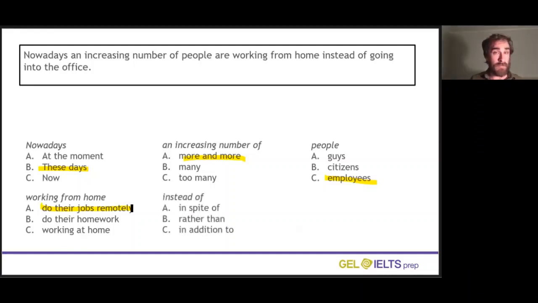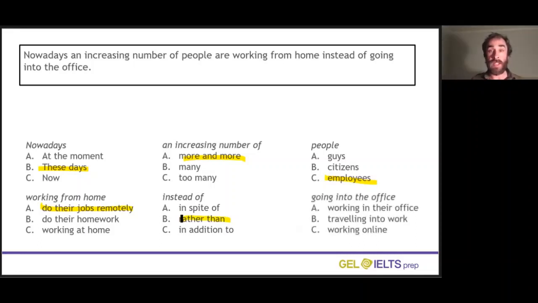Instead of. Which of these expressions has a similar meaning to instead of? Look at the next question below this video and choose the correct option. Option B, rather than, is a synonym of instead of.